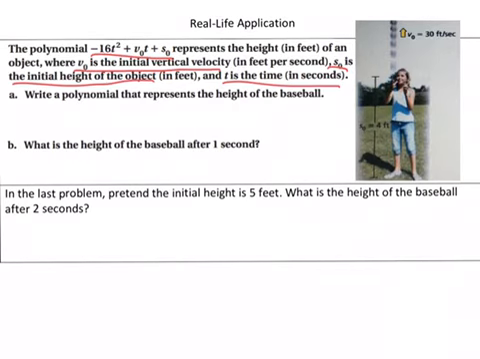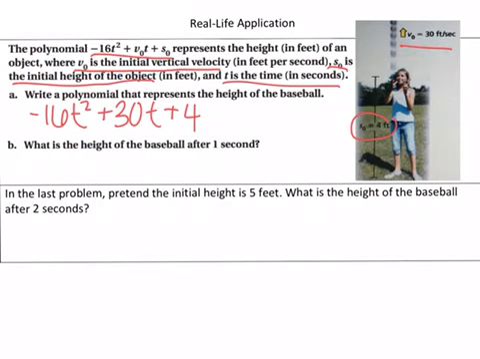So what they're saying is that we need to write a polynomial that represents the height of the baseball. So the baseball picture is not on your paper, but it's here on the video. And they want to have us write a polynomial that represents the height. So basically we have to take all of the pieces and plug them into the problem. So we're given our original height, okay, and we're given our original velocity. So we're going to insert it. So I have negative 16t squared that stays the same, plus our velocity, which is 30t, plus our initial height, which is 4. And that's all we had to do. We just had to plug it in.